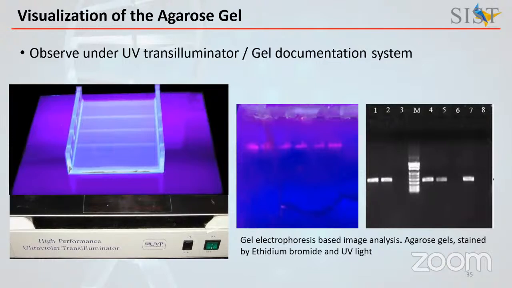So in that, the DNA, which is stained with this DNA stain, which is EtBr, will be visible because the EtBr will emit fluorescence, which is normally orange in color. So when the color is there, along with that, the DNA is also present.